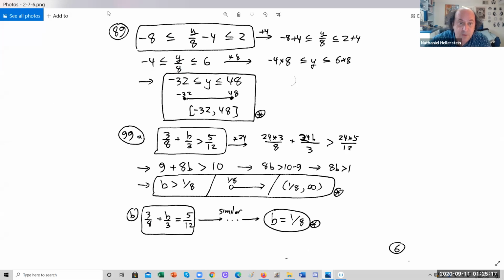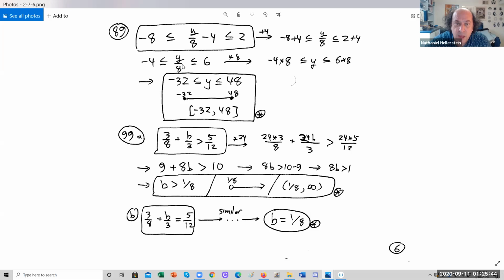Now here's another double inequality. y over 8 minus 4 is between -8 and 2. So let's first transpose the 4. Add 4 to all three parts. So you get -8 plus 4, y over 8, 2 plus 4. Adding anything keeps the inequality signs the same. And so we have -4 less than or equal to y over 8 is less than 6.